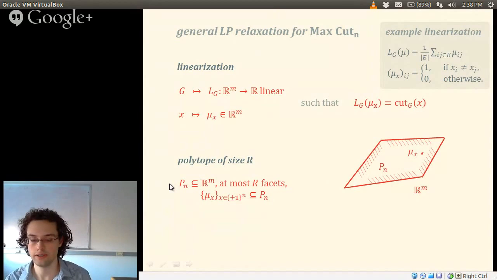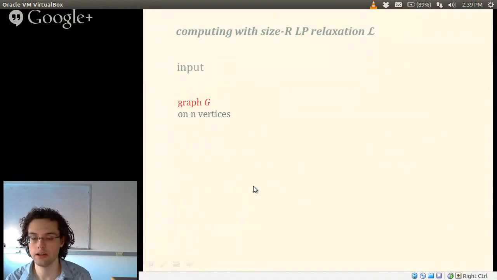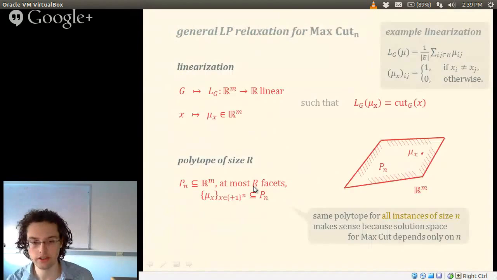Okay. So for given n, you have one polytope, and the linearization depends on the instance. The reason why it makes sense that the polytope does not depend on the instance is because the set of bipartitions does not depend on the instance. It just depends on n. The solution space for MaxCut does not depend on the graph. So now, is that the answer to Anindya's question? Yes. So this is an important restriction, that we don't allow the polytope to depend on the instance.